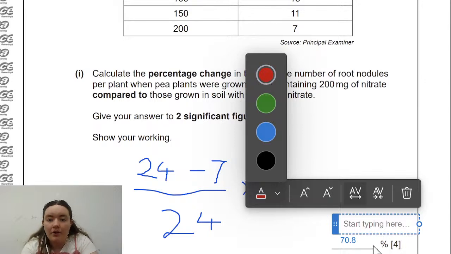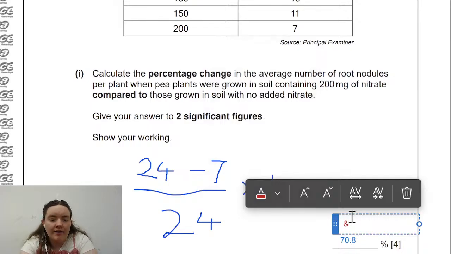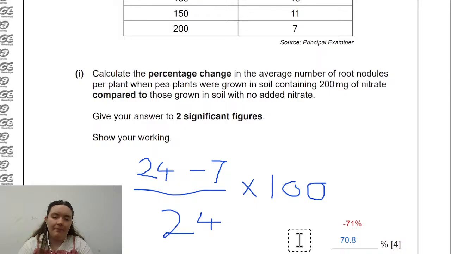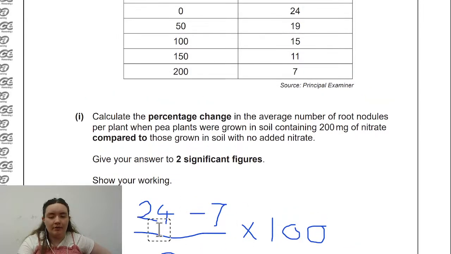And then the other thing here with the percentage change is that they seem to be very particular about the fact that it is a negative change. I don't like that. But essentially they're saying it should be minus 71%. So the actual calculation is still correct, but it should be 7 minus 24, not 24 minus 7, because it's a decrease. So it's the new value minus the original value divided by the original value times 100, which would get you minus 71% to 2 significant figures.